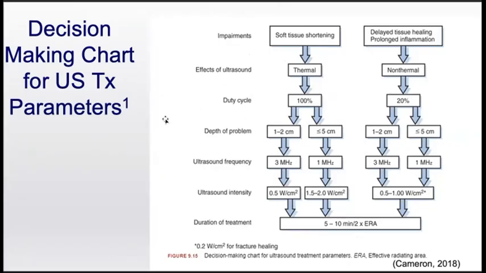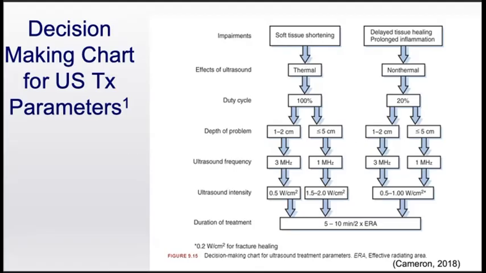And then you have to decide what's the depth of the problem. Do I need to penetrate deep? Do I need to penetrate 5 centimeters, or is it just 1 to 2 centimeters? And then that will tell you whether you should be using 3 or 1 megahertz as your frequency. And then based on your decision of thermal and which type of frequency, that will tell you the ultrasound intensity that should be used. A lot of times, the ultrasound machine, as soon as you turn it on, you'll have to click thermal or 100%, and then you'll choose either your depth of penetration or the frequency, and then it's all set to go.